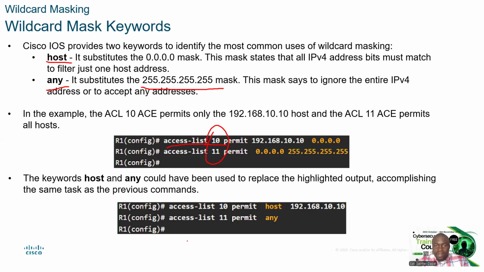It's a numbered access list. So we have a standard numbered access list. All right. So you see, it says access list 10 permit this IP address. Remember, standard access list makes this decision based on the source IP address. So permit this IP address.